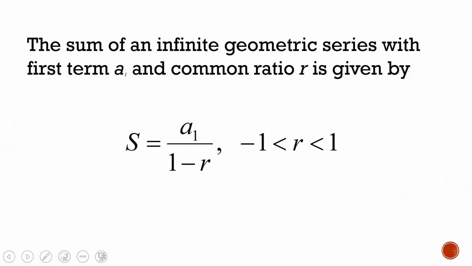Okay, so the sum of an infinite geometric series with the first term a and the common ratio r is given by this formula. And take note that the r, or the common ratio, is greater than -1 but less than +1, okay?